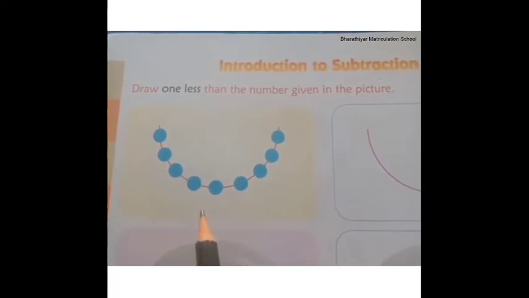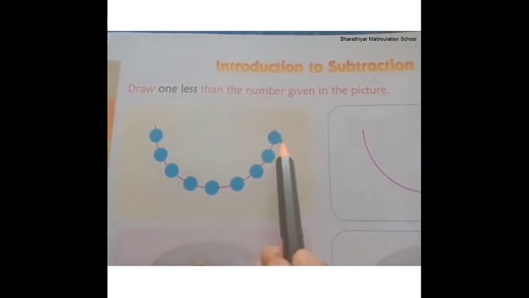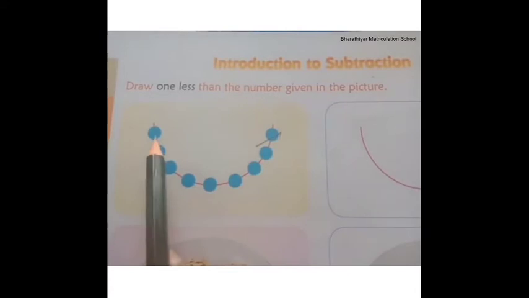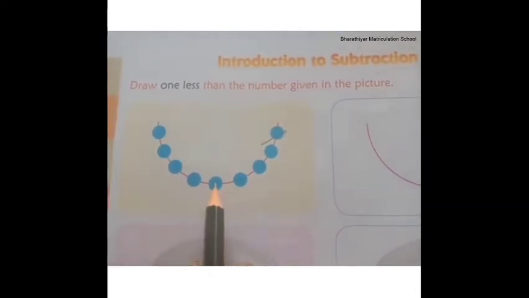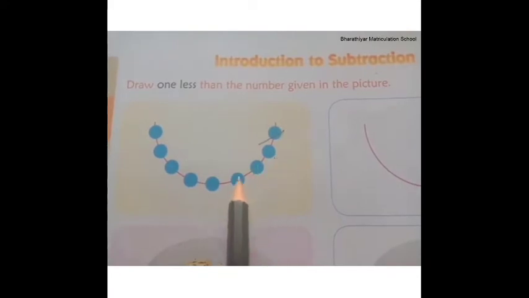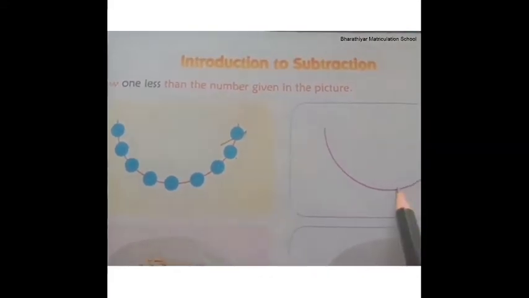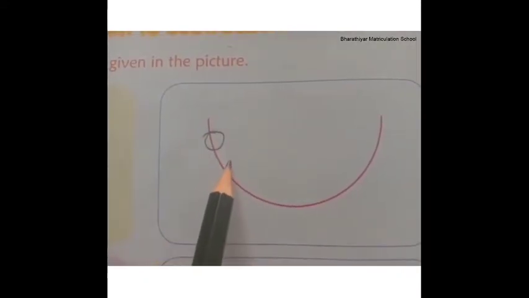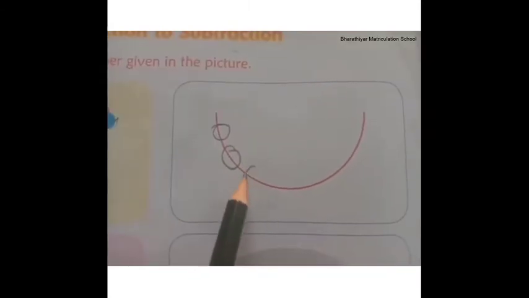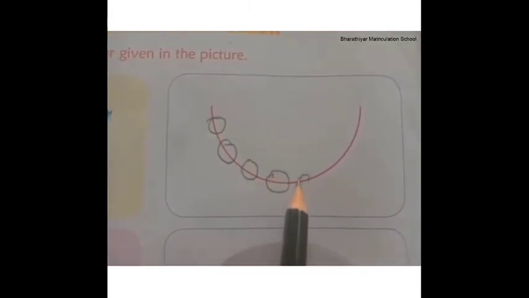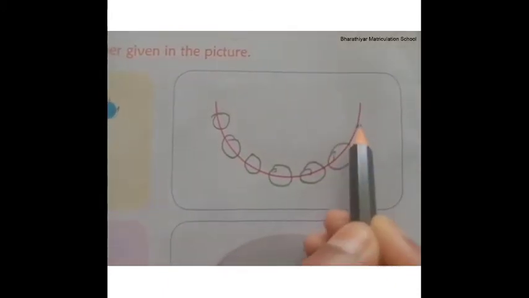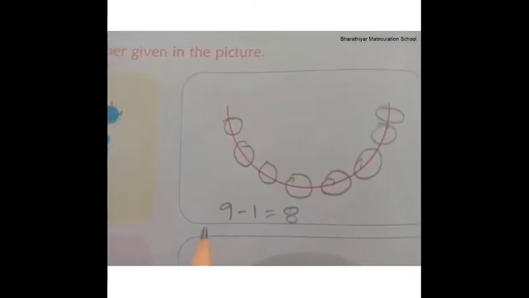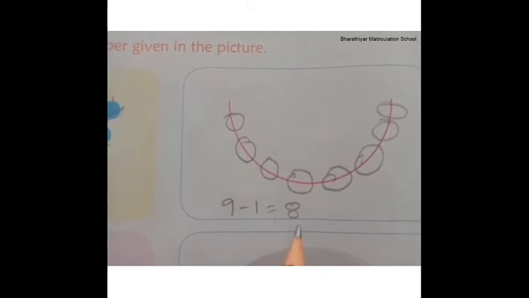Children, now cross out one bead. Now count the remaining beads. 1, 2, 3, 4, 5, 6, 7, 8. There are 8 beads. So draw the 8 beads here. 1, 2, 3, 4, 5, 6, 7, 8. Therefore, 9 minus 1 is equal to 8.